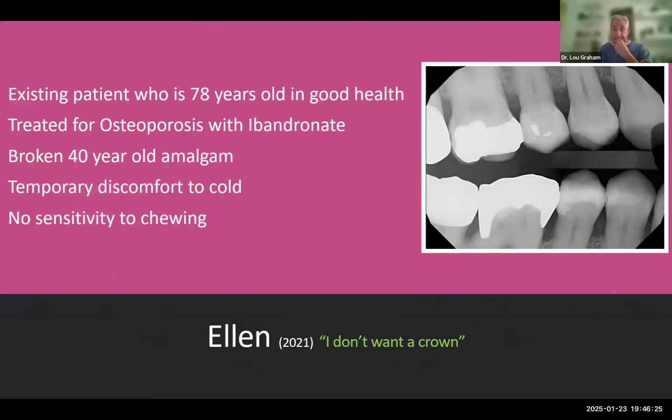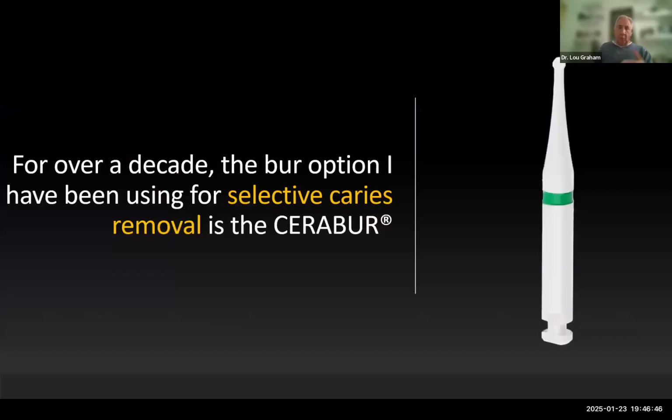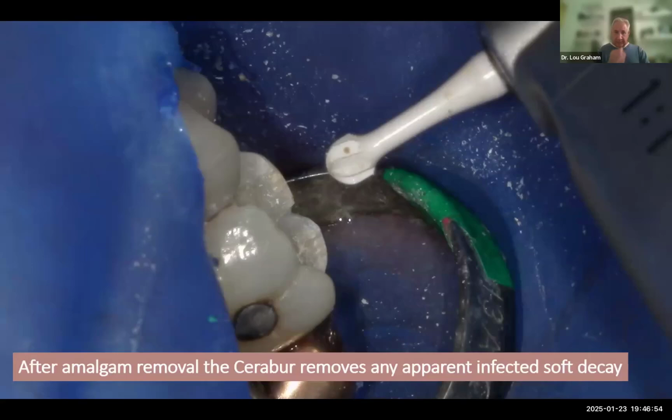So this is Ellen. She's 78 years old, and she came in, did not want a crown, and number 40 was a breaking down amalgam, both on the buccal and there was an MO. She just had temporary discomfort to cold, transient cold sensitivity, nothing irreversible. So I'm going to walk you through how I take out caries, how I treated Ellen as one of our 2 clinical cases.